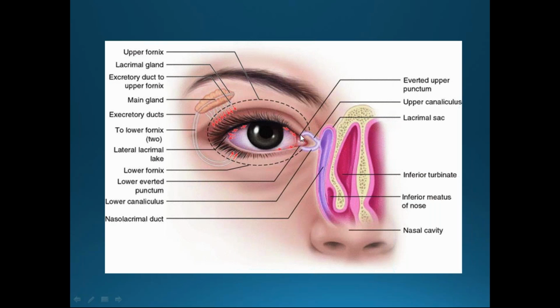This is the puncta, superior punctum. This is the inferior punctum. This is the upper canaliculus. This is the lower canaliculus. This is the common canaliculus. The common canaliculus opens directly into the body of the lacrimal sac. This is the body of the lacrimal sac. This is the fundus of the lacrimal sac. And it opens into the inferior meatus of the nose. This is the nasolacrimal duct.